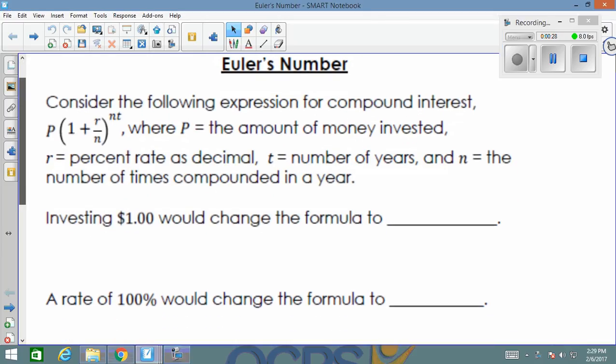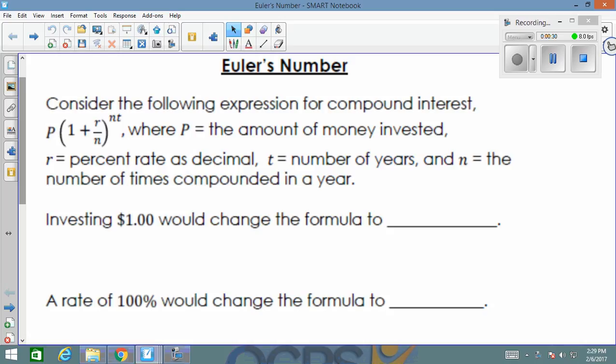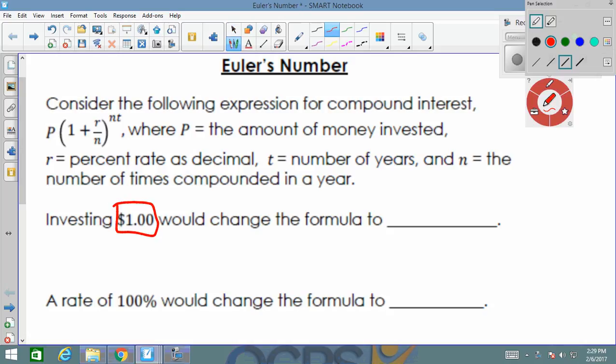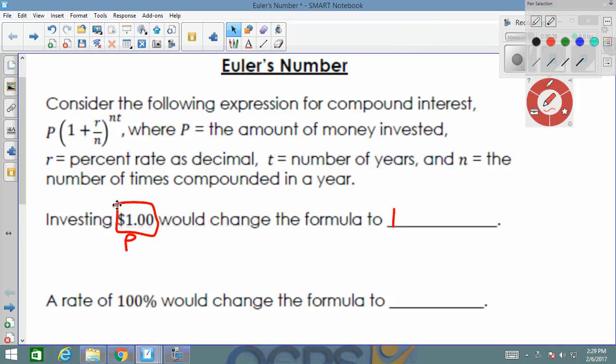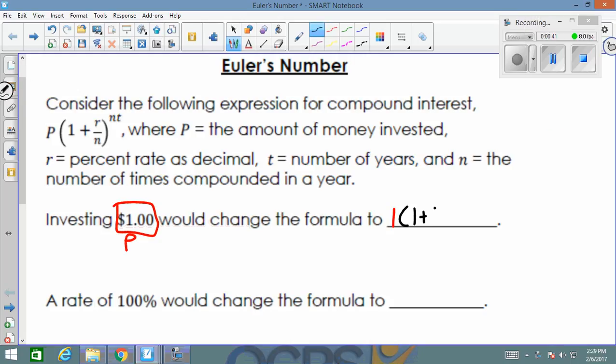Okay. So it says, what would investing $1 change the formula to? So this dollar would be my P. In that formula, it'd be 1 times (1 plus R over N) to the NT. So that 1 is that P, our initial. But since it's just 1, we actually don't need it. It goes away.